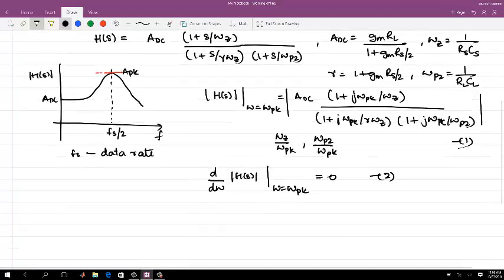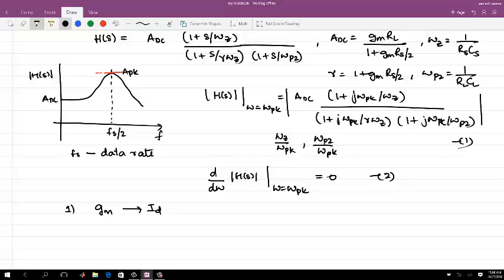So now you start the design. You know gm by ID for the input pair transistor which you are going to use is fixed to begin with. So you start with some gm parameter. If you start with any gm parameter, that will give you ID.